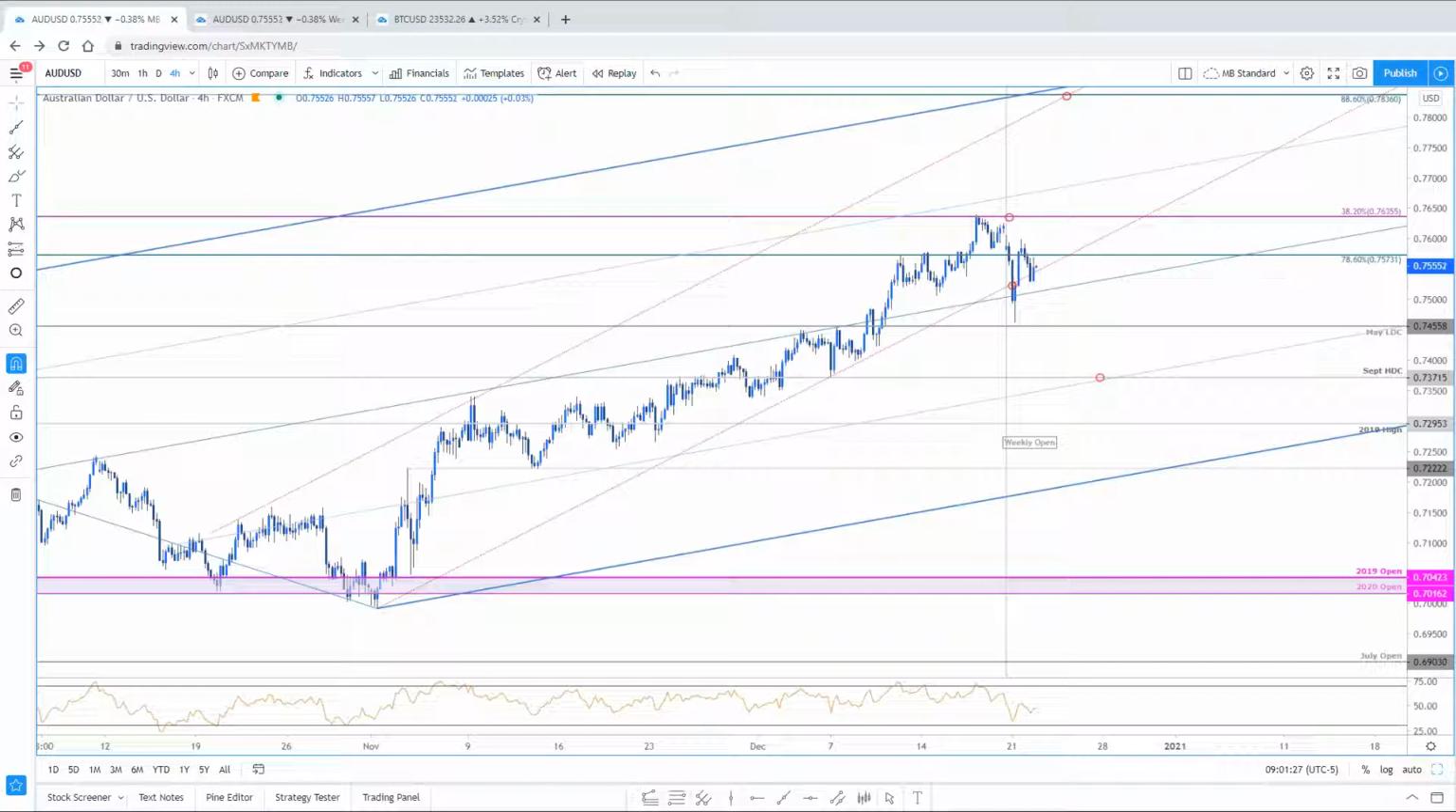But a little disappointed here. I was kind of hoping for more play on Aussie. I think you still might get it if it stretches higher and fails into the upper parallel, but nothing really compelling to write home about right now.